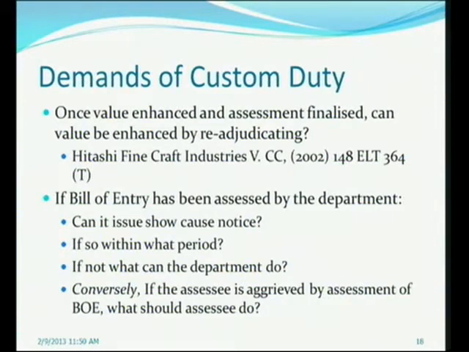No reassessment. I have finished the assessment. I cannot open the assessment again now. Bill of entry, I have assessed it and I have given it to you in your hands. So I cannot reassess it now. Under which section are you going to reassess it? There is no section under customs for reassessment.